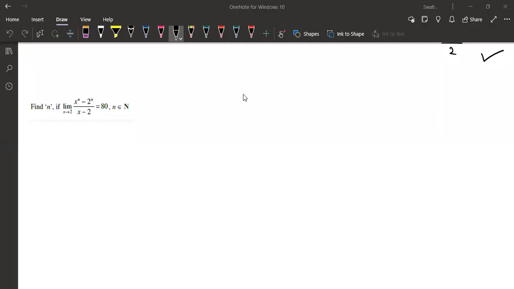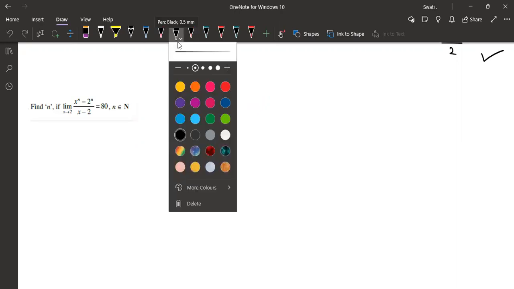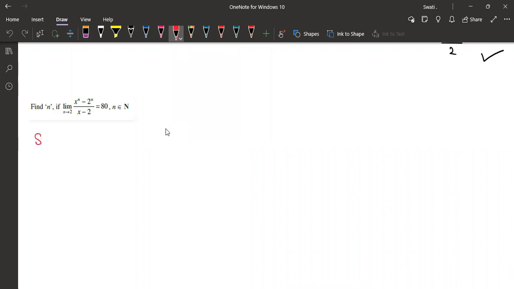This question is very, very simple. We have to find n if limit x tends to 2, x raised to n minus 2 raised to n upon x minus 2 equals 80, for n belongs to, like, small n belongs to capital N. Capital N here is the natural numbers. So very simple, we have to simply find out the value of n where we are given this condition.